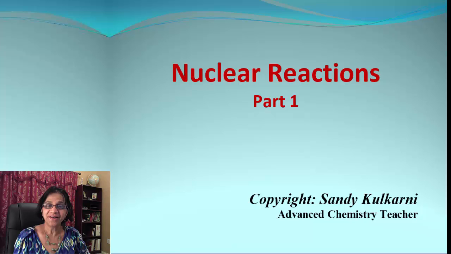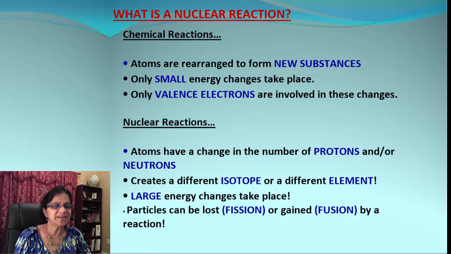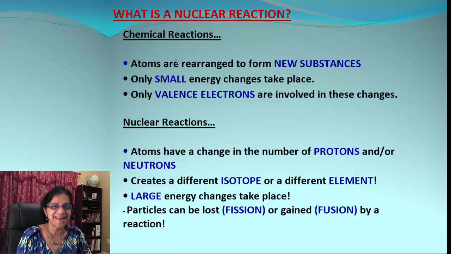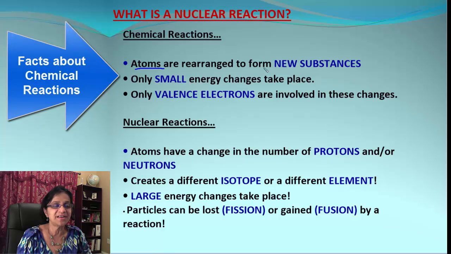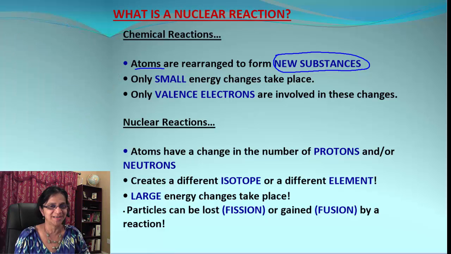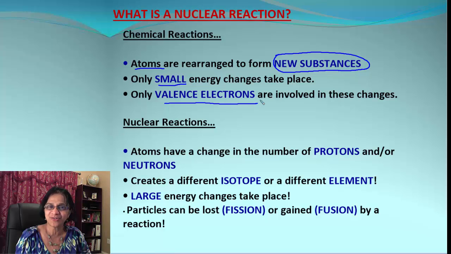In this video, let's talk about nuclear reaction. So, nuclear reactions are always different than chemical reactions. What are the main differences? In chemical reactions, atoms are rearranged and the products are nothing but new substances formed after this rearrangement. About the energy change, those are always small in chemical reactions. And what actually initiates a chemical reaction? That is the valence electrons.